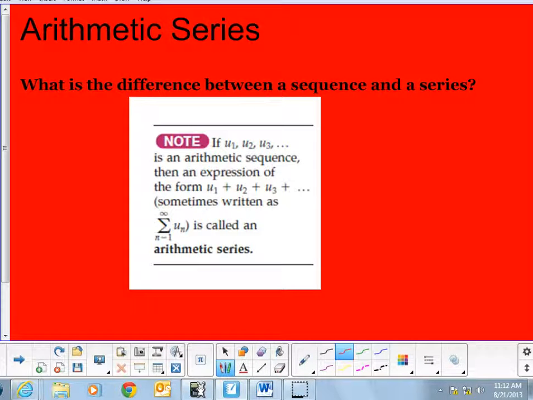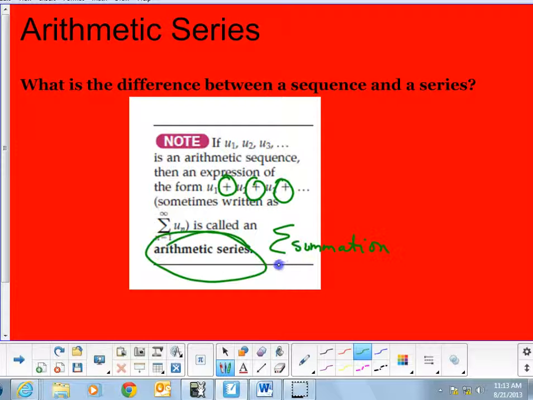Alright. Now we have to talk about series. If we have a sequence, when we replace the commas with pluses, we're actually getting an arithmetic series. We use this summation notation. This is called a summation symbol, or a sigma, does that sound right to those of you who know your Greek letters?